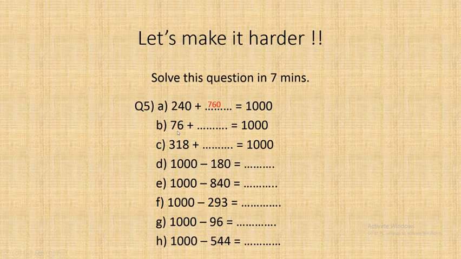So here 76, so it's easy here. I will reach 100 and then I will add 900 to reach 1000. So to reach 100 with these numbers, I will add 4, so it's going to be 80, and after that I will add 20, so it's going to be 100, and to reach 1000 I'm going to add 900, so it's going to be 924.